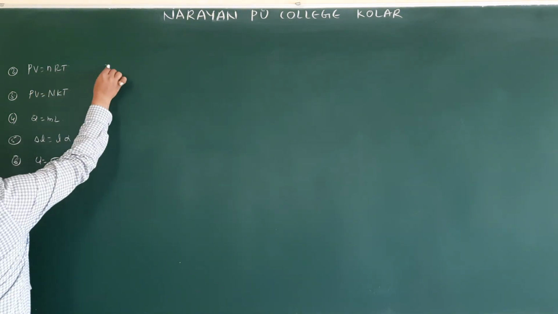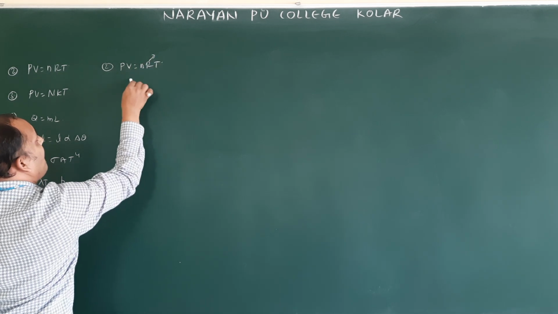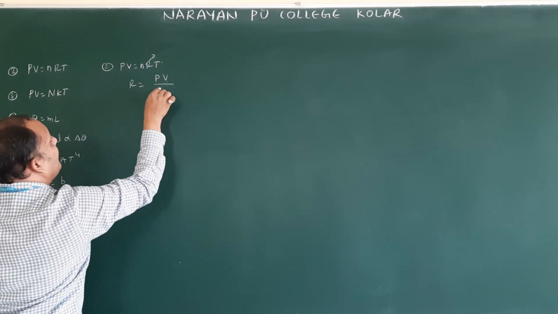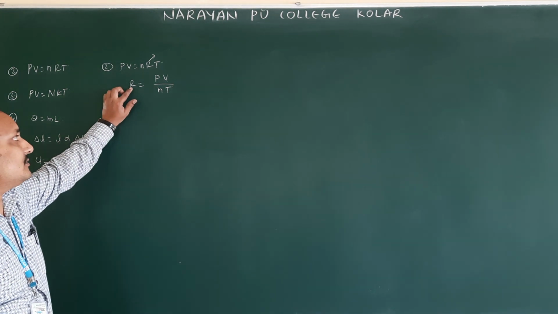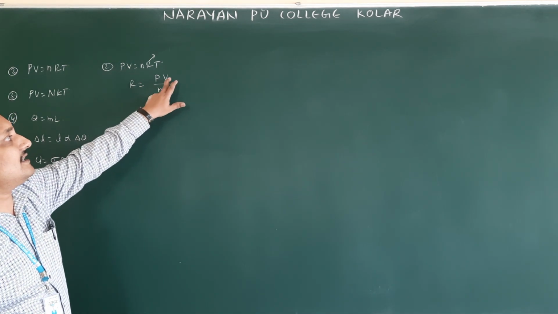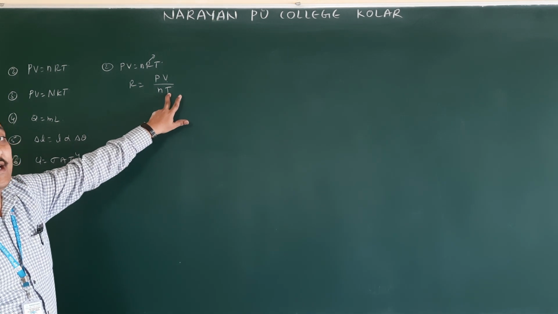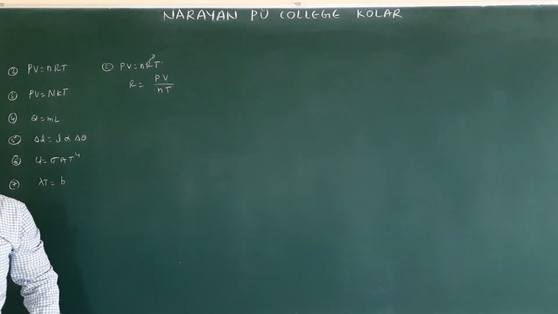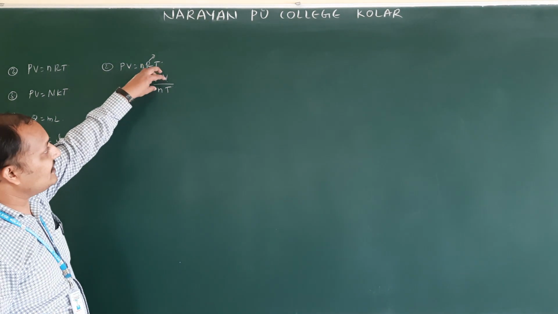See the second equation. PV is equal to nRT, R is equal to PV by nT. So this R they said is gas constant. If you want to write the gas constant, they gave this formula. P is pressure, V is volume, n is number of moles, T is temperature. See below, they gave each and every physical quantity. P is pressure, V is volume, small n is number of moles, capital T is temperature. Therefore, all these we came to know.